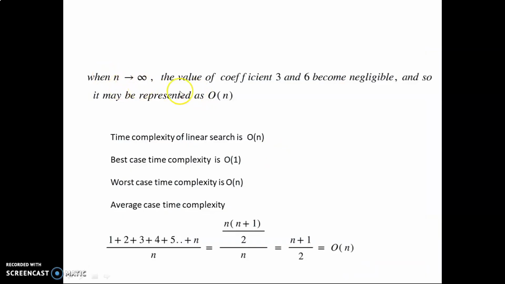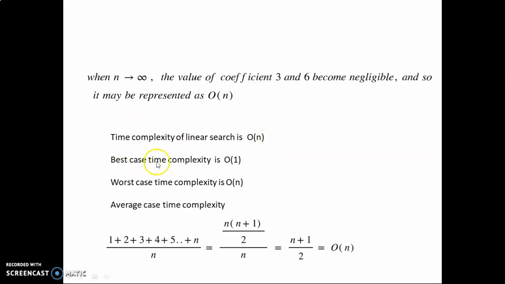When n tends to infinity, the coefficient 3 and the constant 6 become negligible, and so it may be represented as order of n. In the previous slide, we have seen that the total number of steps is 3n plus 6. When n becomes a larger value, the 3 and 6 become very negligible. So we will represent it as order of n. So the time complexity of linear search is order of n.